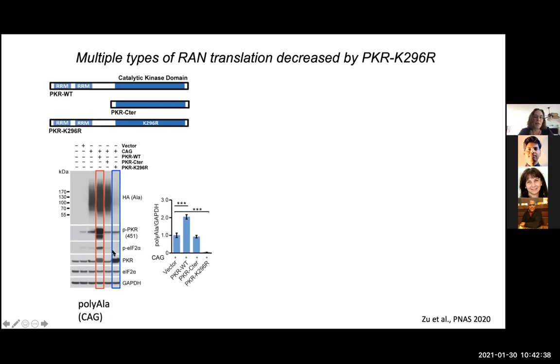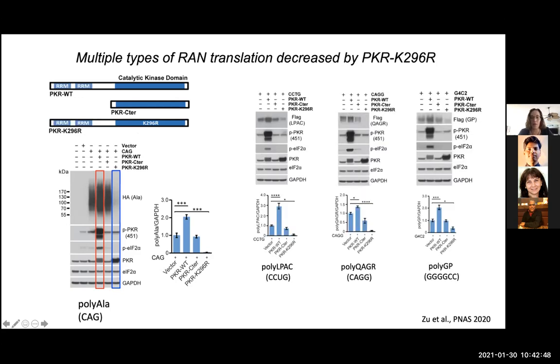But there's a dramatic decrease when you overexpress the dominant negative form of PKR. And that's quantitated here with just a really dramatic decrease in RAN protein levels. And that decrease in RAN protein levels is found not only for a CAG expansion mutation, but also for CCUG, CAGG, and G4C2. So again, the top panel is the RAN translation, RAN protein blot panel. And you can see that on the far right in each of these lanes, the RAN proteins are decreased.